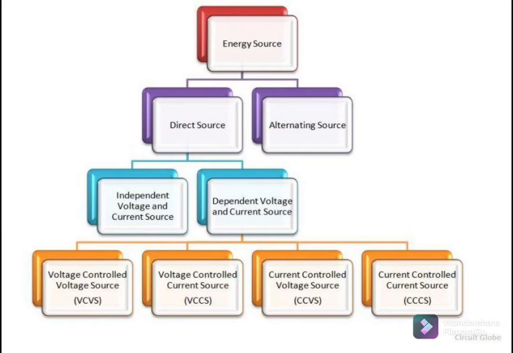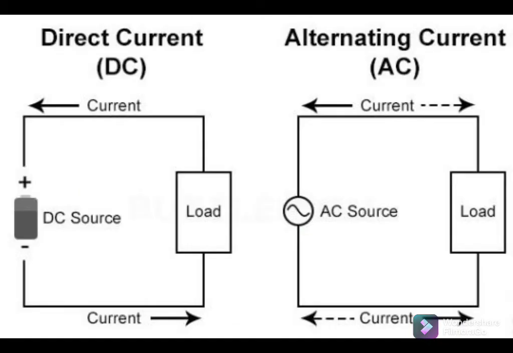In this video, we are going to see about energy sources. So there are two types of energy sources. One is DC source and AC source. Okay, this is the symbolic representation of a DC current circuit and AC current circuit.